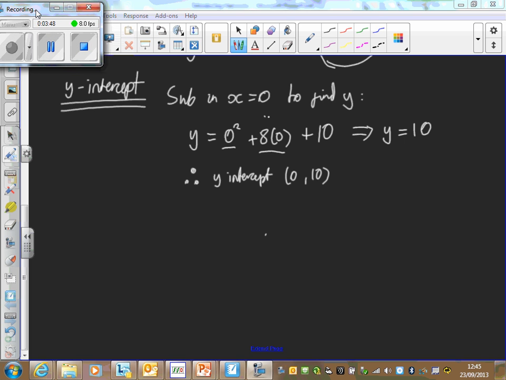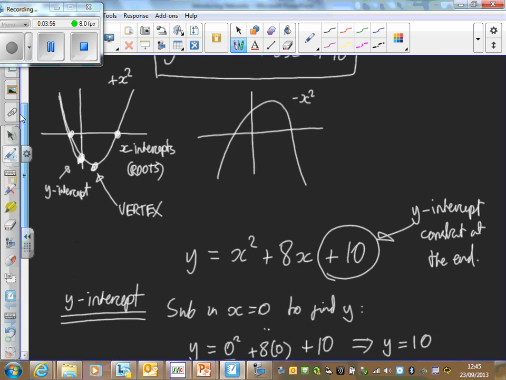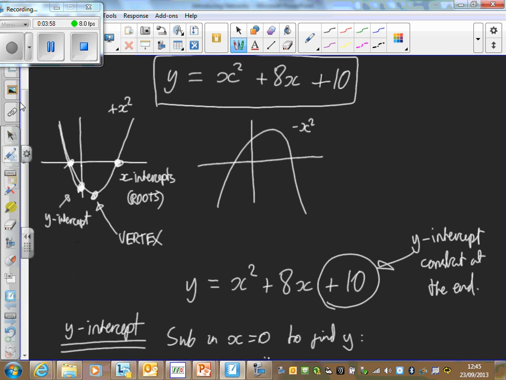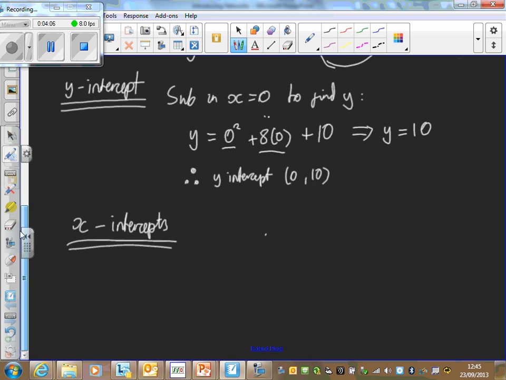The next thing we're going to do is find the x-intercepts. Now, the x-intercepts are where the graph crosses the x-axis, and this is where y is equal to 0. These points, this point here and this point here, are where y equals 0. So, if we sub in y is equal to 0 to find out what x is, we get that 0 is equal to x squared plus 8x plus 10.